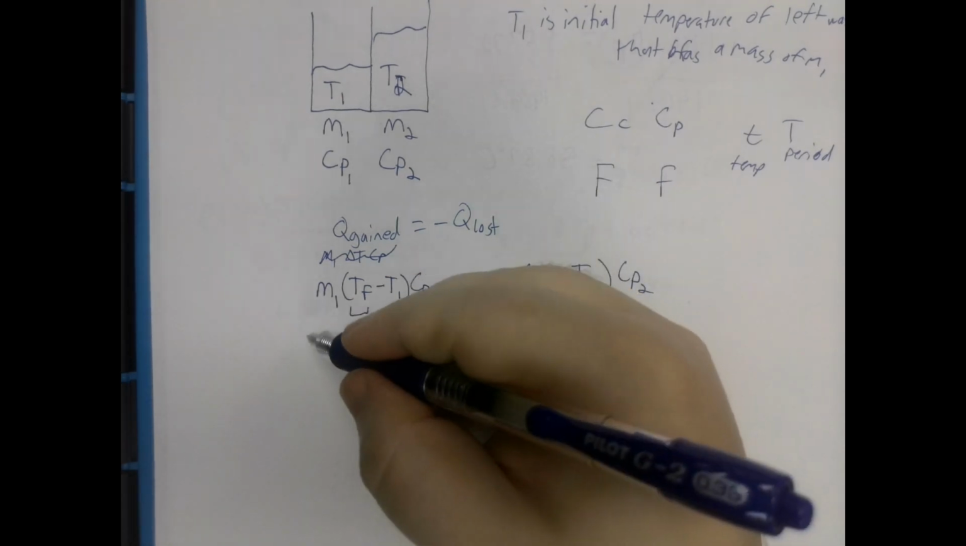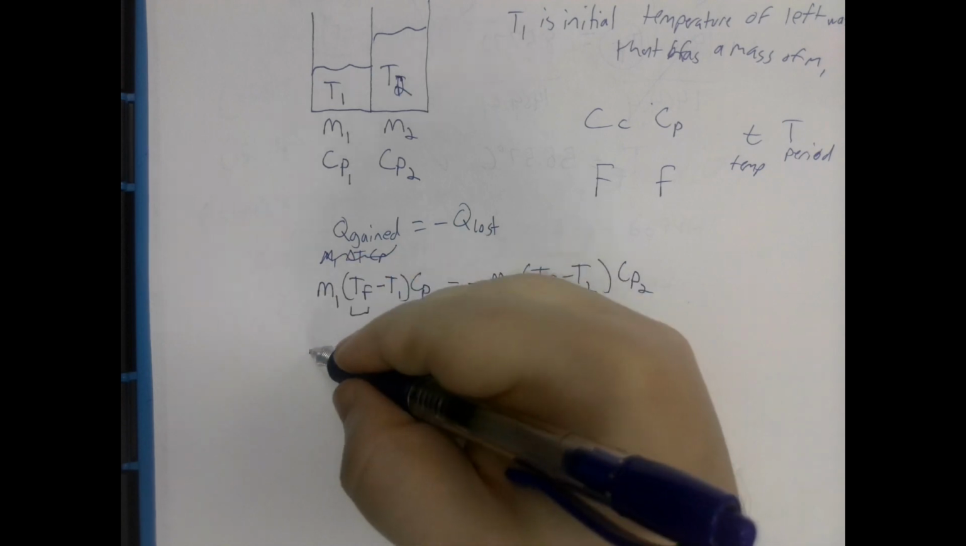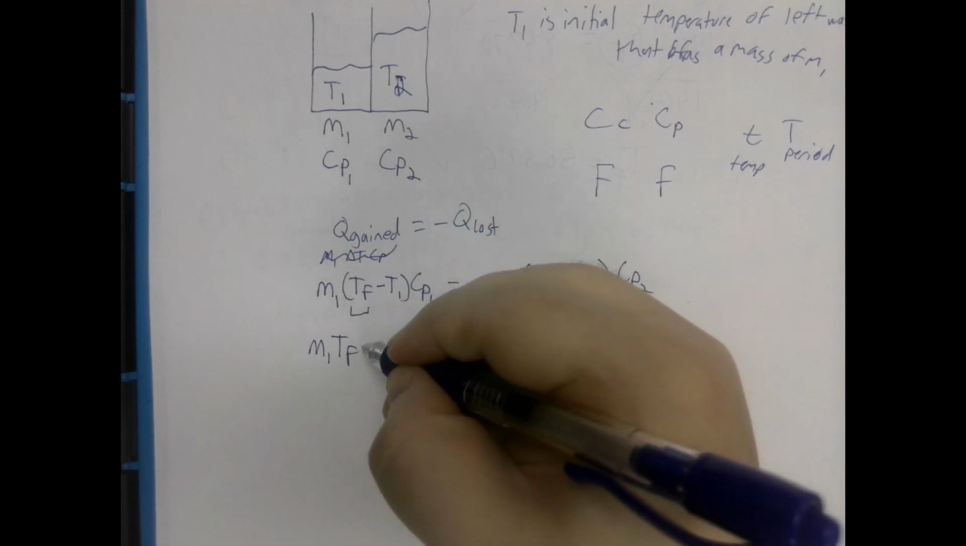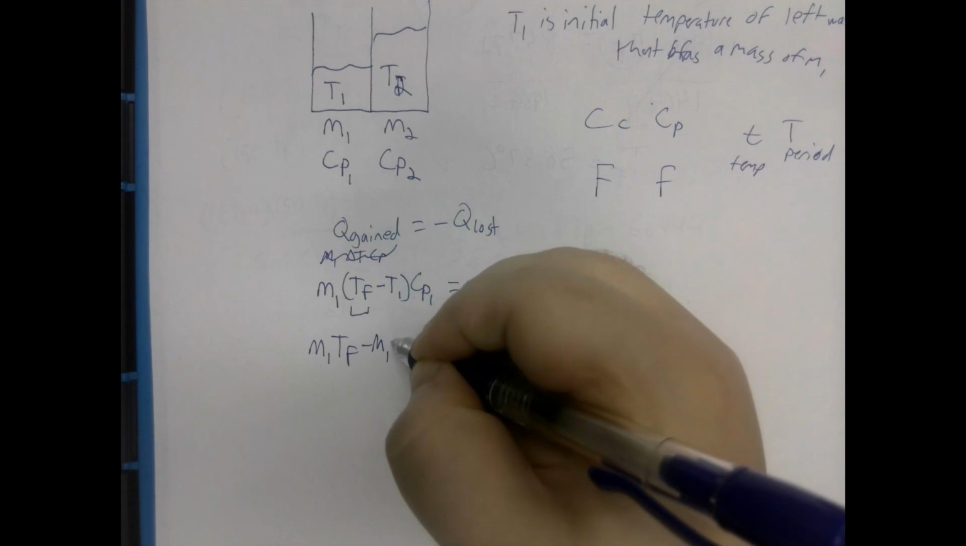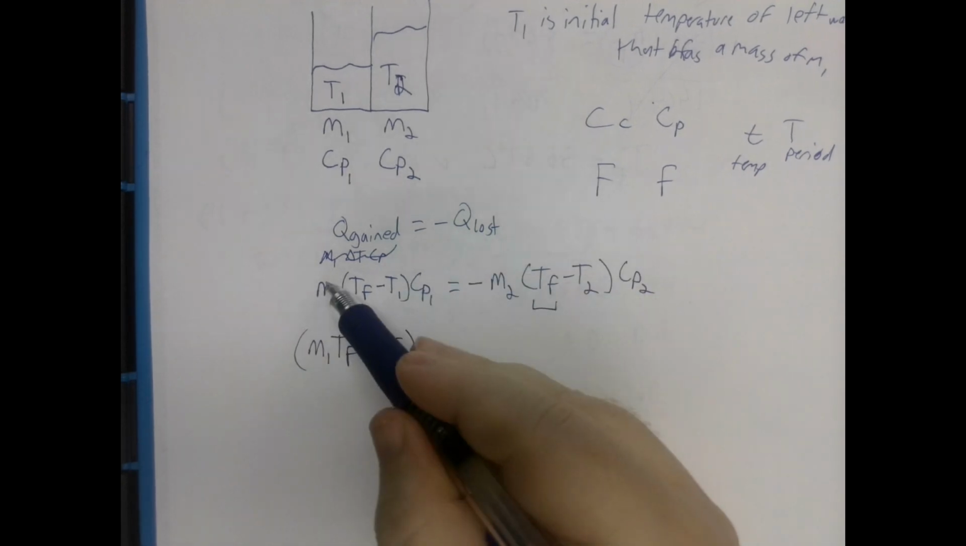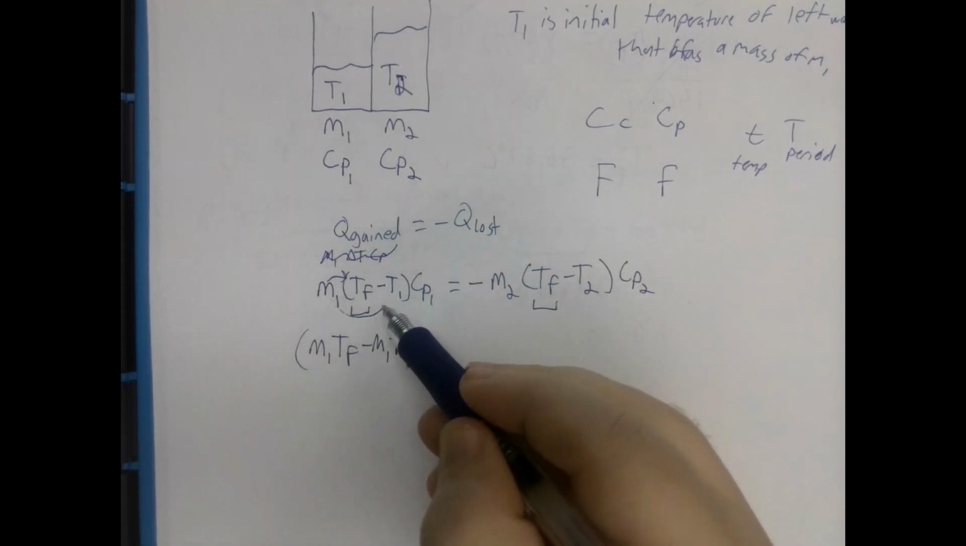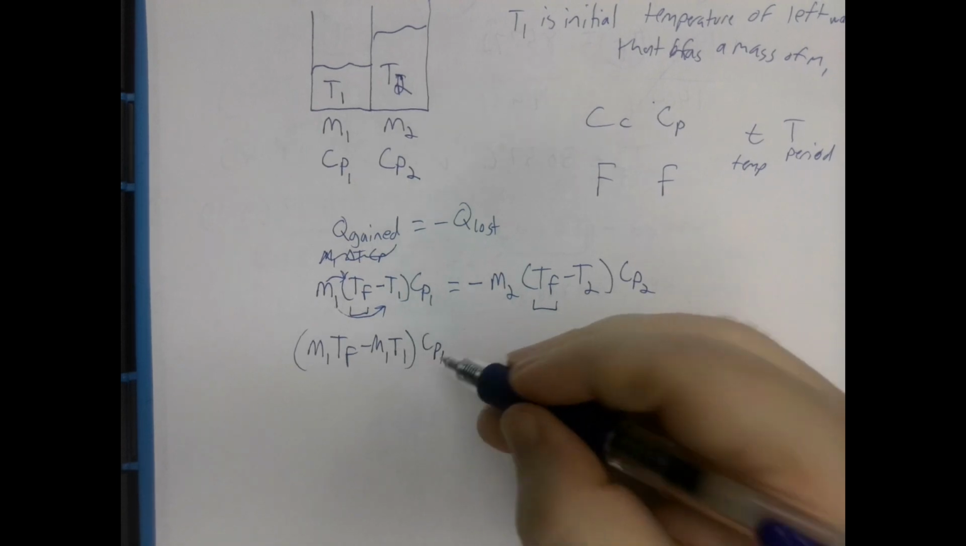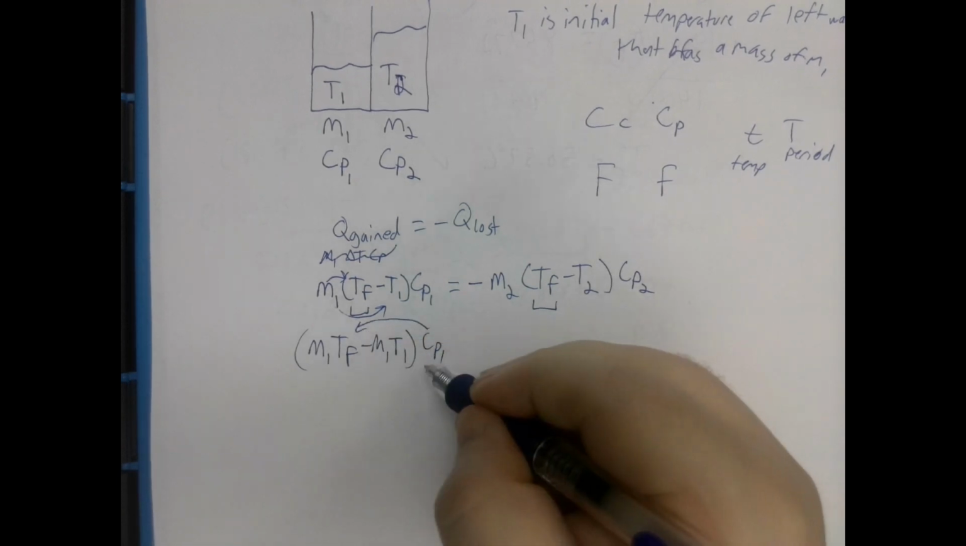So using pure algebra only and no numbers, I distribute the M1 in. Now distribute the specific heat in.